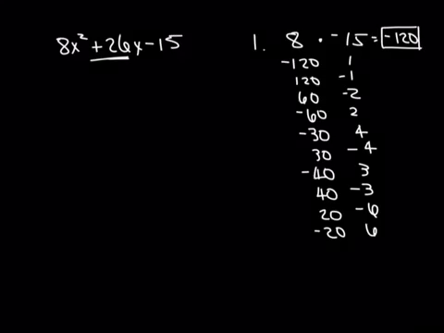So look at all of these that I've got so far. 1, 2, 3, 4, 5, 6, 7, 8, 9, 10. And I'm still going. But as I'm going through here, I'm keeping an eye on this positive 26 to see if I've got anything with a positive 26, and I do right here. 30 times negative 4 is negative 120. 30 plus negative 4 is a positive 26. So that's the one I want.